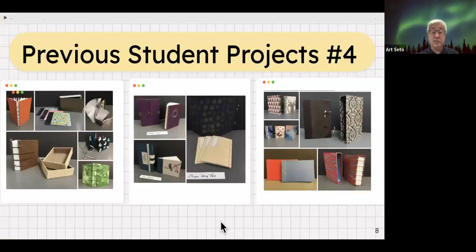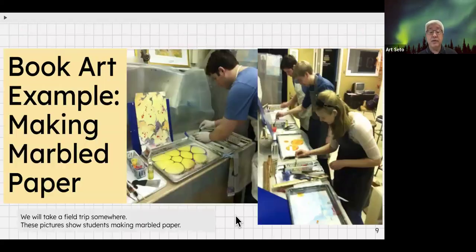This is some of the products made by past students in advanced bindery. So some different kinds of books, stab books and Coptic books and boxes and Chinese stab binding and other types of books as well. We will take a field trip. It could be to a rare book library or archives. It might be to somewhere where we can do something hands-on like we did in the past year where we made marble paper.